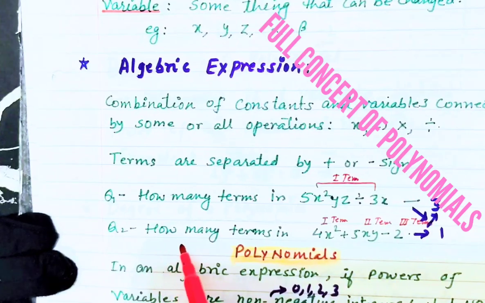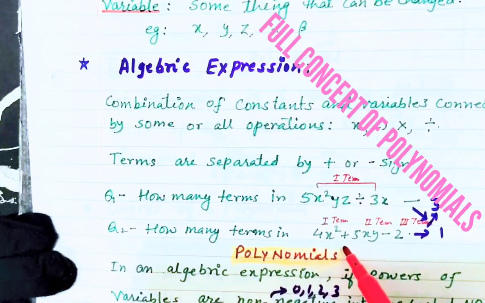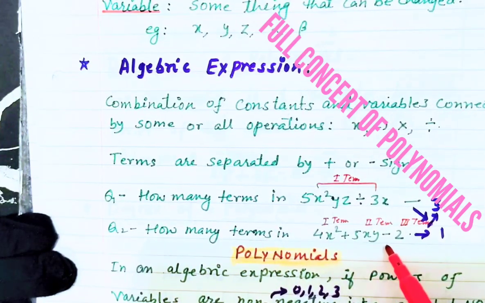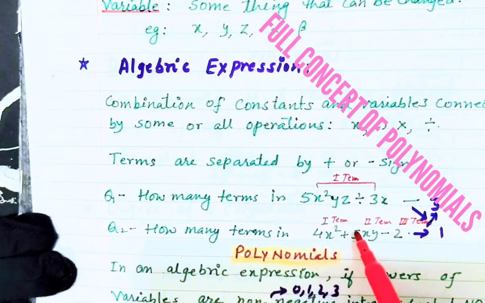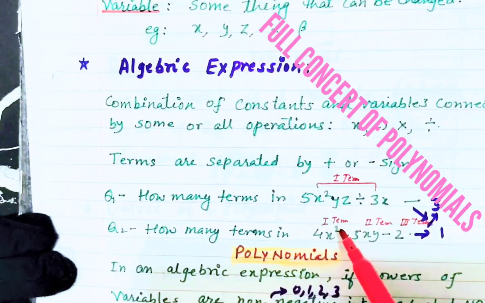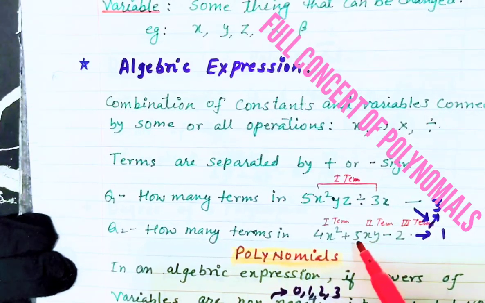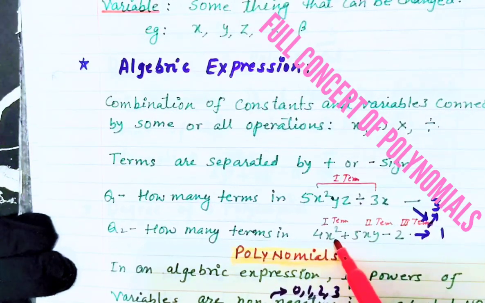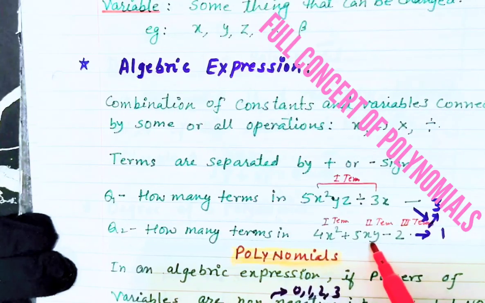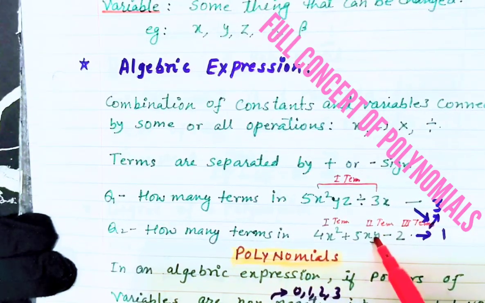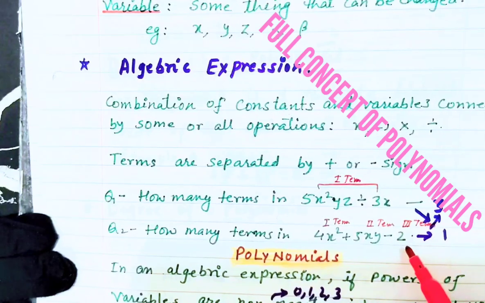Another question: how many terms are in this expression, 4x square plus 5xy minus 2? Guys, here are three terms. According to the definition of algebraic expressions, terms are separated by the plus and minus sign. So here is 4x square, after that plus 5xy, after that minus 2. So the first term is 4x square, the second term is 5xy, and the third term is minus 2.